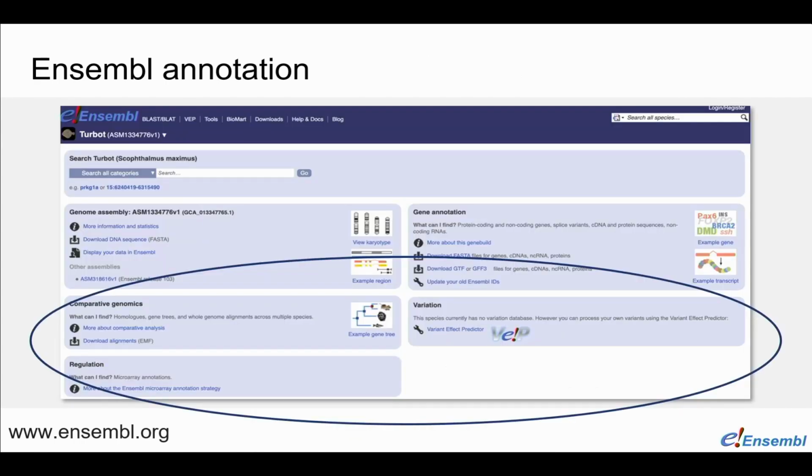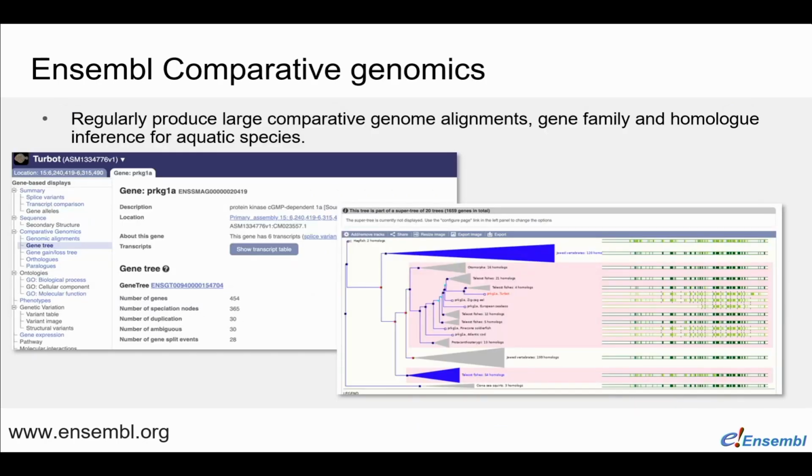So as well as the gene annotation, we also provide a range of other annotation aspects. We have comparative genomics, variation, and regulatory elements. In terms of our comparative genomics, we're regularly producing large comparisons across a huge number of aquatic species, generating genome alignments, gene family trees, and also inferring homologs from across the different species.